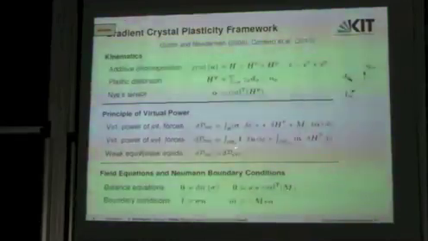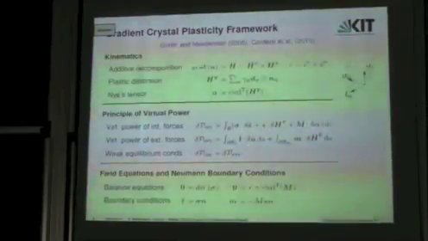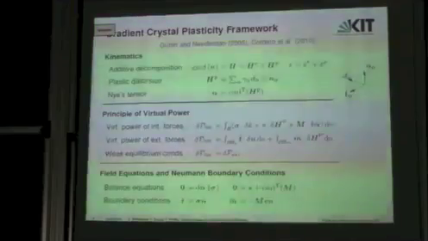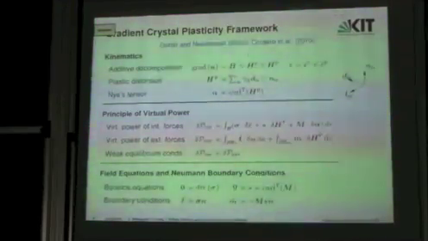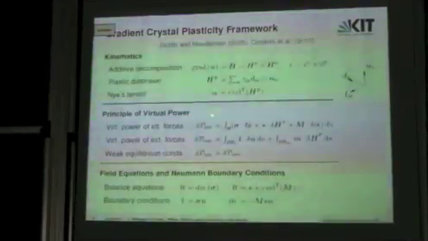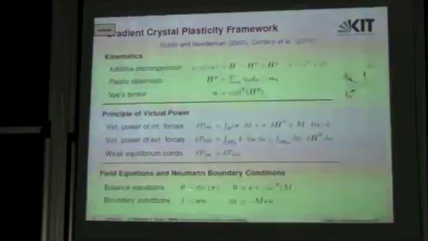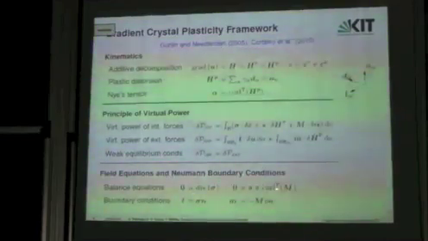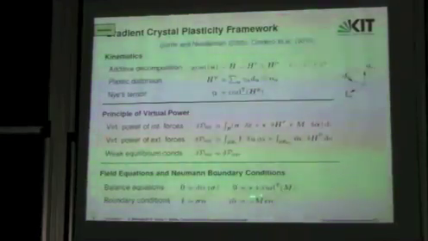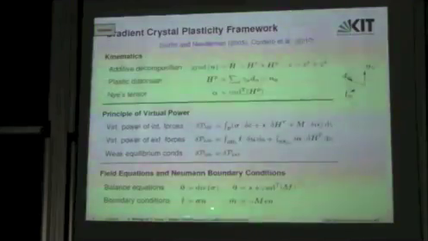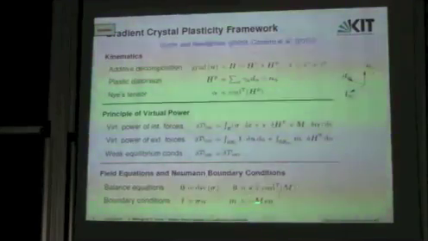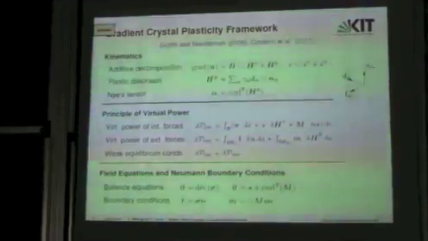Then you can postulate the principle of virtual power as a weak statement of your field equations and Neumann type boundary conditions. So by some rearrangements you find the linear momentum balance and an additional partial differential equation, called here the microforce balance, and in addition to the classical traction boundary conditions you also get microtraction boundary conditions.